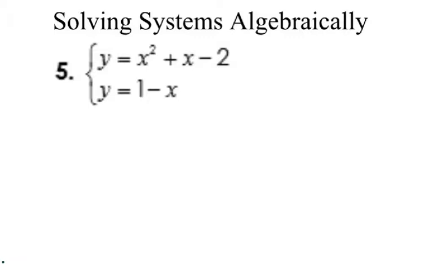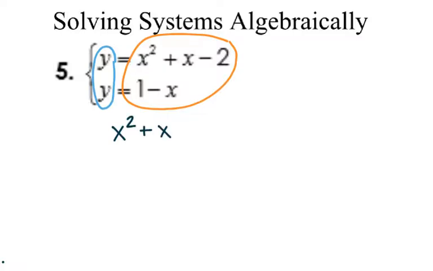Okay, so I think the easiest thing to do with this one is to solve using substitution. This one says y equals x squared plus x minus 2, and the next one says y equals 1 minus x. So if the y's are equal to each other, then these other two are also equal to each other. So I'm just going to get rid of the y's, and I'm going to substitute in the other parts of the equation.